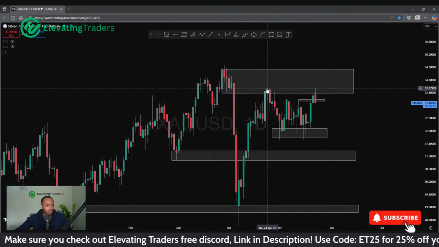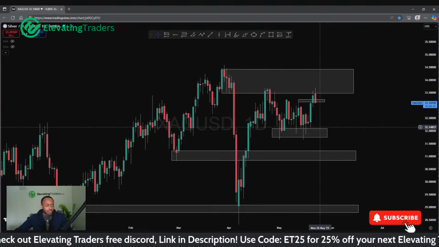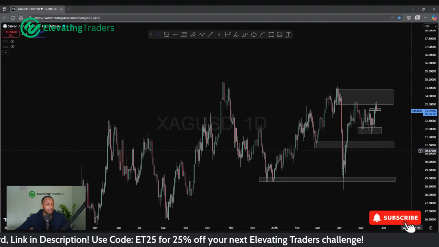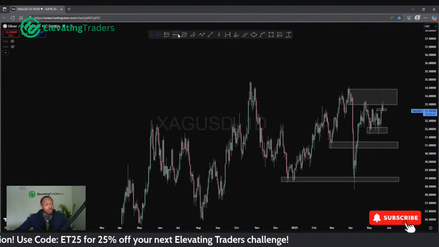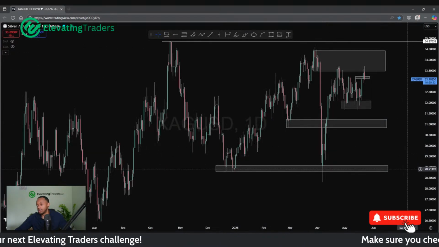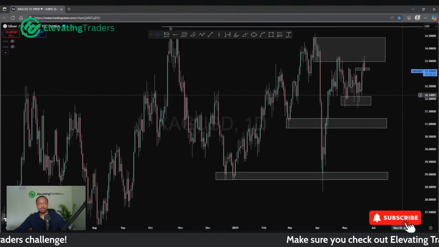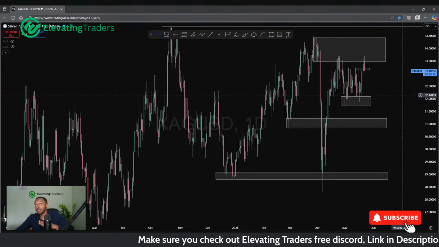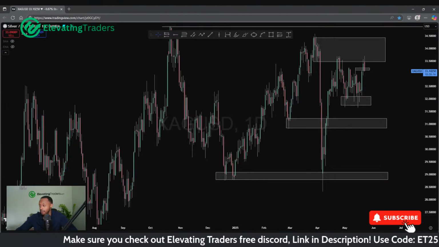Price tapped into it once, tapped into it again, strong push back down. Yeah, I don't really see much of an opportunity there. I do think long term we'll likely take out the highs. It's just difficult to actually take a trade there. So that's kind of where I'm at with USD pairs as well. In terms of the indices, I'm very, very bullish on that.